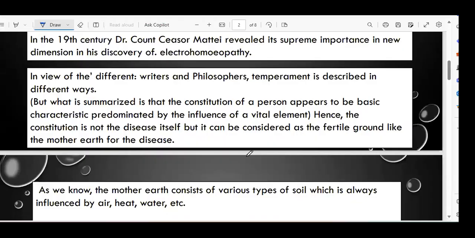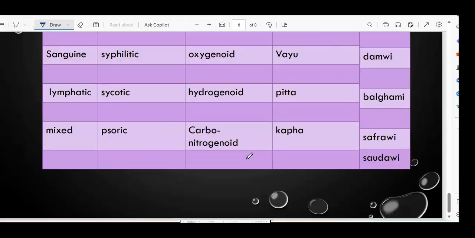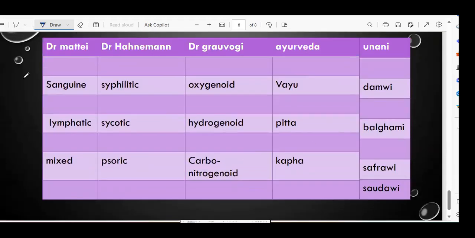So basically, in electrohomeopathy, there are three types of temperament, which were discovered by our Dr. Francis Hermeti after analyzing every patient, every person. That is sanguine temperament, lymphatic temperament, and mixed. So let's see about that.